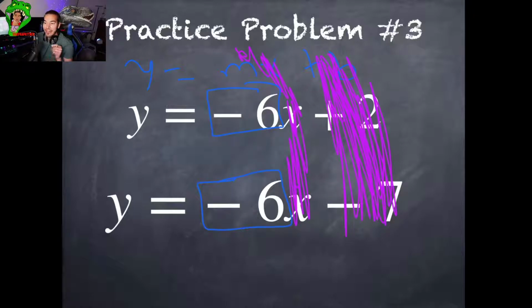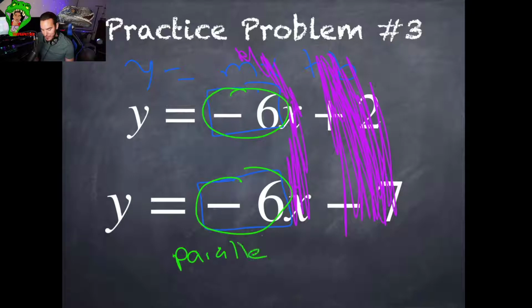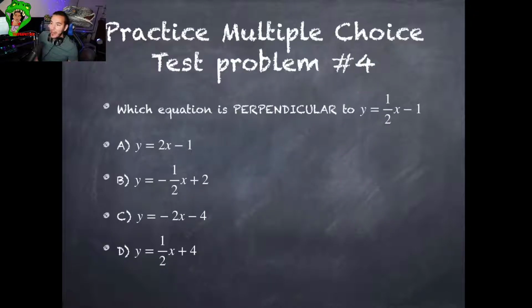Parallel lines have the exact same slope. Now, if I take a look at these, are they the exact same? -6 and -6. That's the same. So what are they? They are parallel lines. There are two lines that are never going to touch each other. Not bad. Now, last problem.